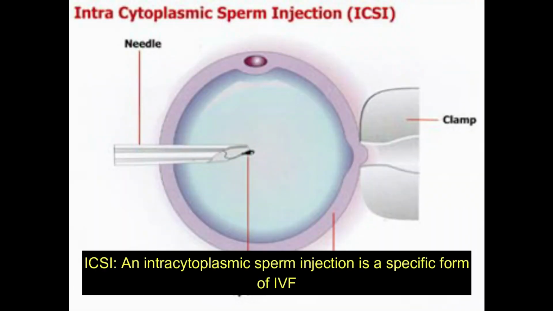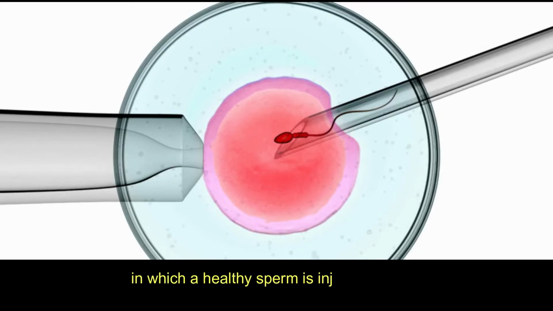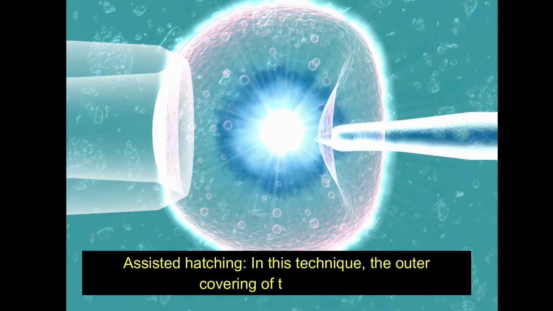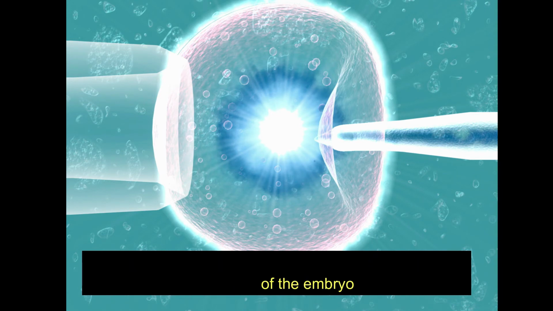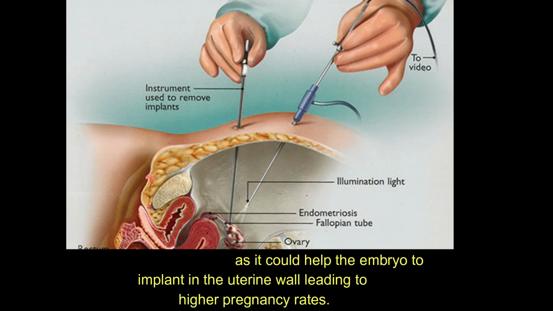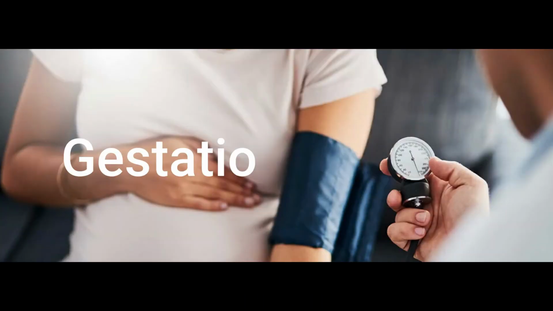ICSI. An intracytoplasmic sperm injection is a specific form of IVF in which a healthy sperm is injected directly into a mature egg. Assisted hatching. In this technique, the outer covering of the embryo is opened to help it hatch, as it could help the embryo to implant in the uterine wall, leading to higher pregnancy rates.